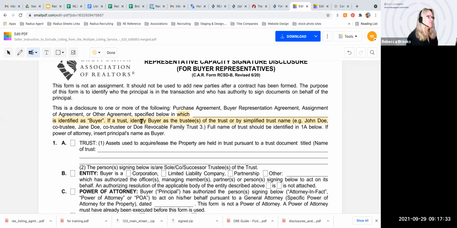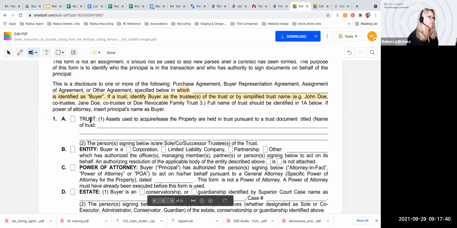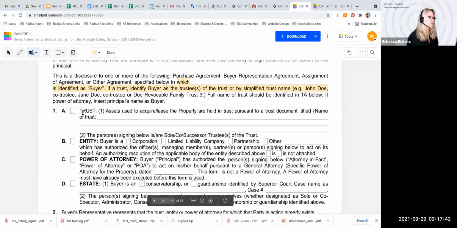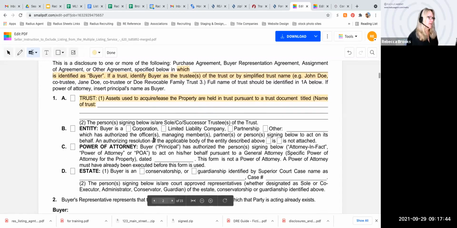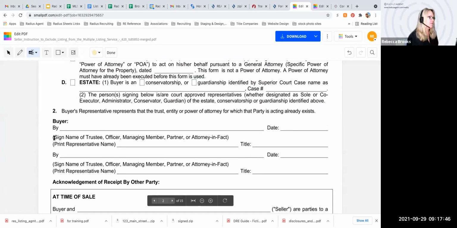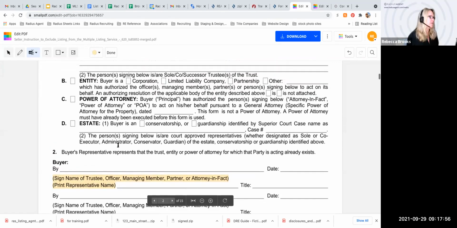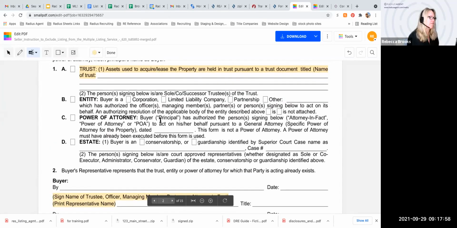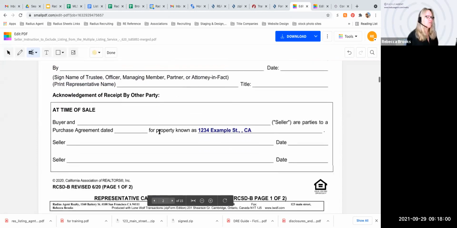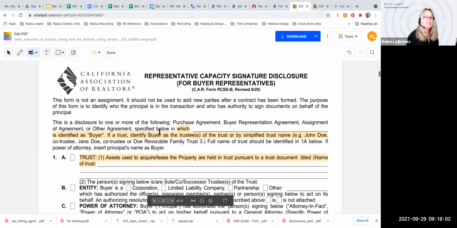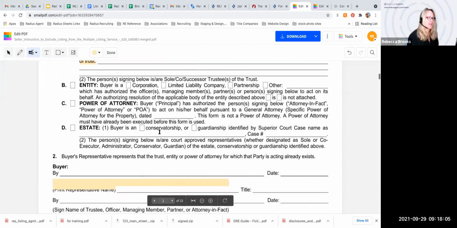And then you're going to say, if it's a trust, you need to identify the buyer is the trustees. Okay, here's an example. And then you need to put the name down at, this is where you put the name of the trust. And then down at the bottom, this is where you're going to put the representative's name of whoever has the signing capacity for that trust or that LLC or corporation or whatever it is. Okay, so you're using this form to tie the entity with a person who can sign.